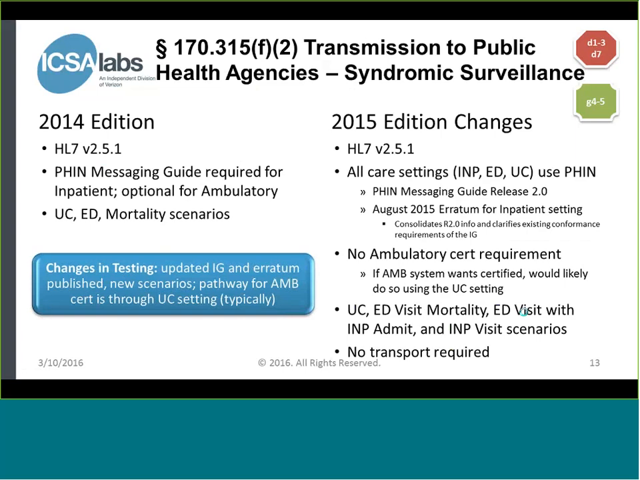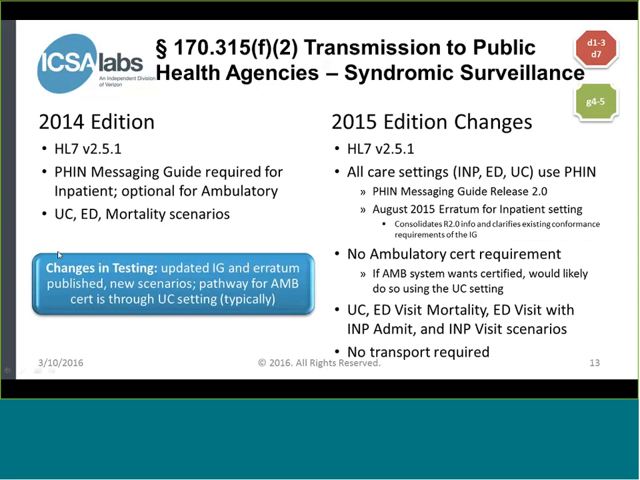Okay, turning our attention to syndromic surveillance, and before I get into that, I just want to remind you, you'll see these icons in the top right corner of each slide, and that just tells you some of the dependencies. So, for example, most of the criteria in the public health domain require you to also test to D1 through 3, D7, and G4 to 5. So that's just a quick reference for you.